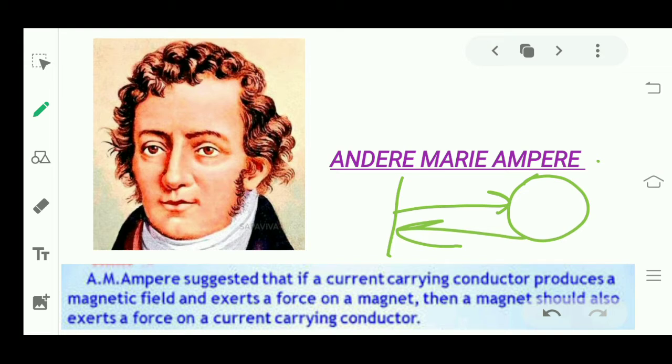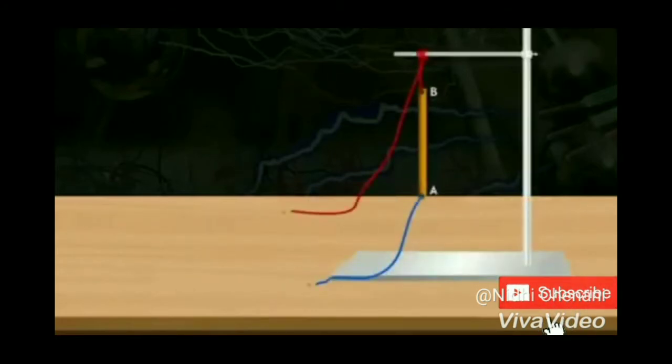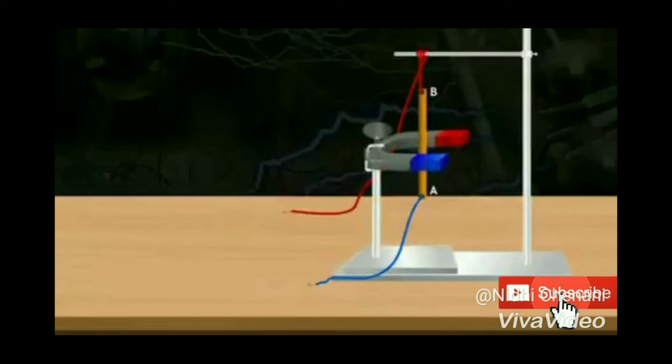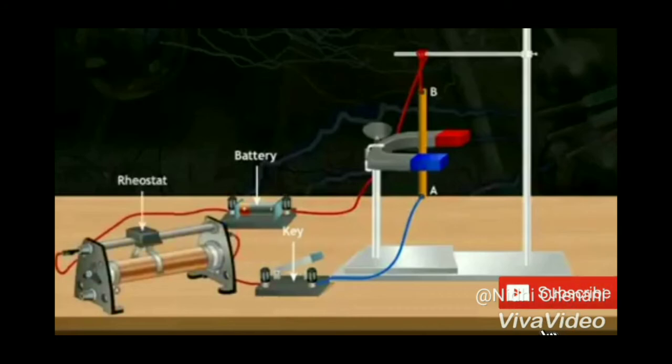Okay, let's start then. Take an aluminium rod AB of about 5 cm length. Suspend it on a stand. Now place a strong horseshoe magnet such that the rod lies in between, and the magnetic field should be perpendicular to the rod. Now connect the ends A and B with the battery, key and the rheostat, right?